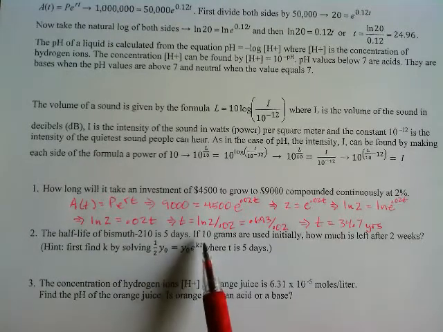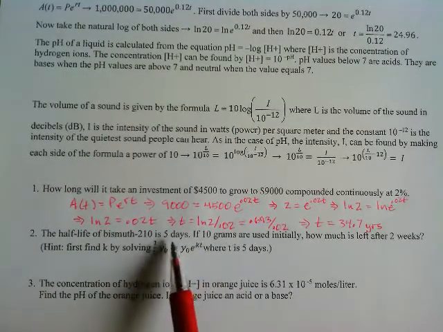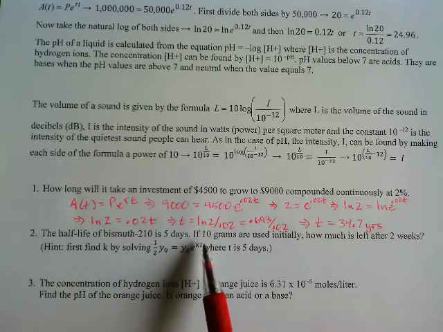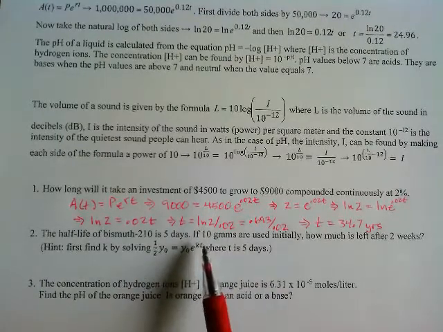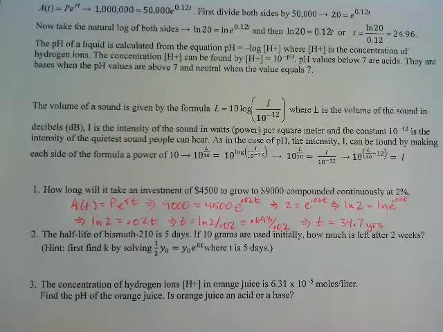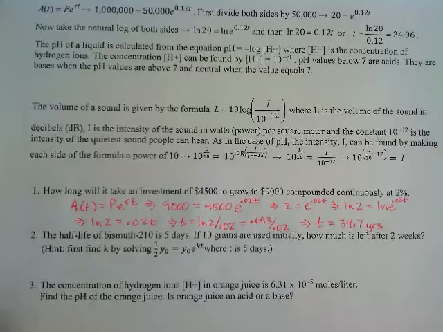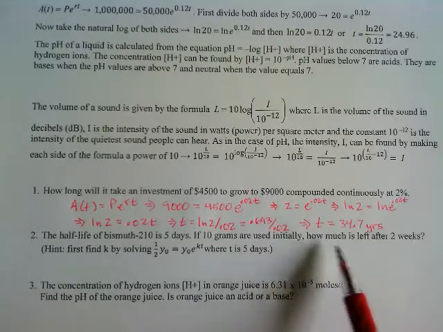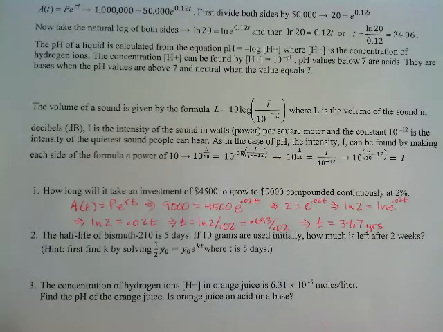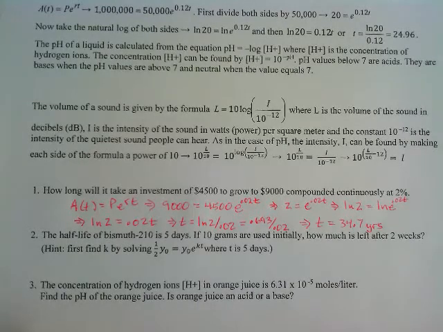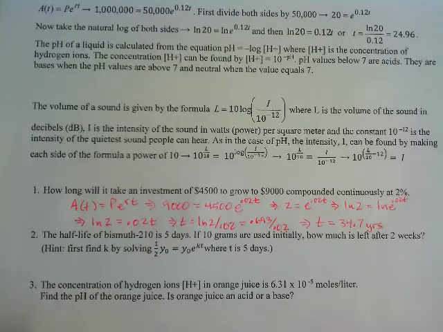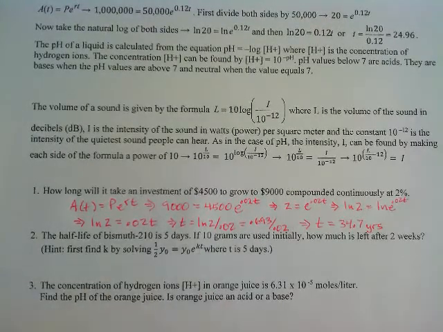So that means if we start with 10 grams, after 5 days, we would only have 5 grams. And after another 5 days, then we'd be down to 2.5 grams. So we cut it in half. That's why it's called the half-life. Well, we want to know something not quite on the order of every 5 days. How much is left after 2 weeks, which would be 14 days. So not quite 3 times. And so we're going to look at our function here.